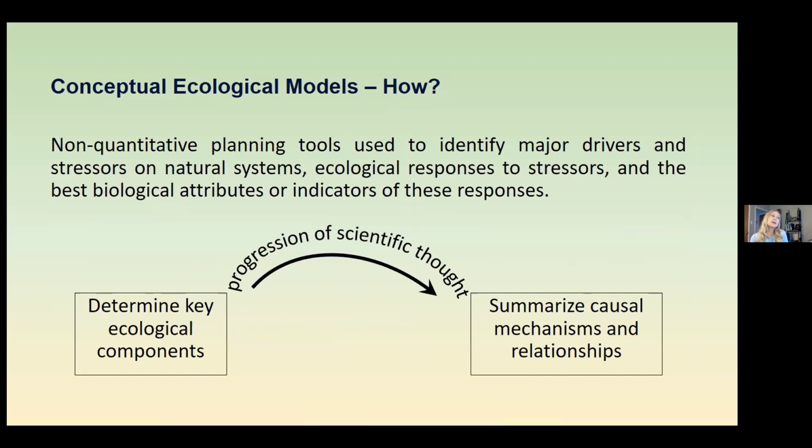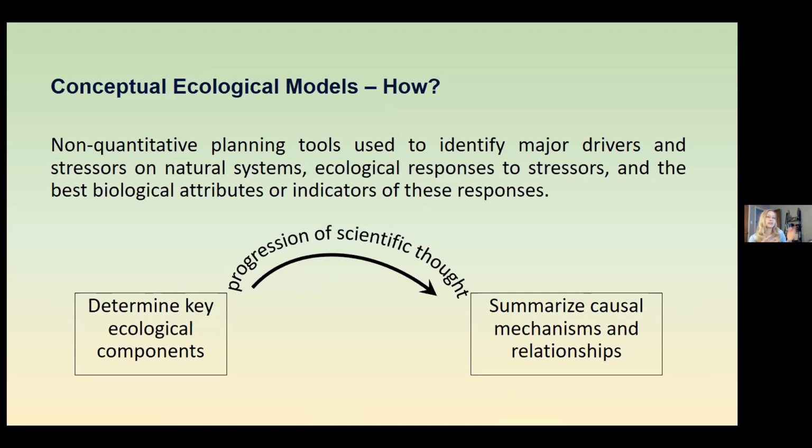All right, so how do we use conceptual ecological models? If you think about these CEMs as non-quantitative planning tools that are identifying those drivers, stressors, and the ecological responses, and then figuring out what is the best biological attribute or indicator of that response. So we just talked about what a response is. It's a measurable change in some kind of indicator, but how do you know what to measure that's going to show you a response to that stressor? And figuring that out is actually one of the most challenging parts of this process.